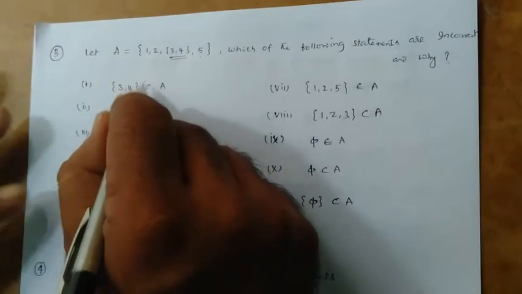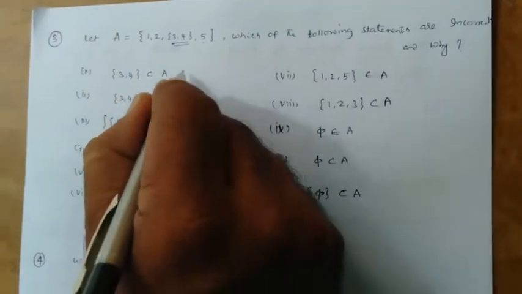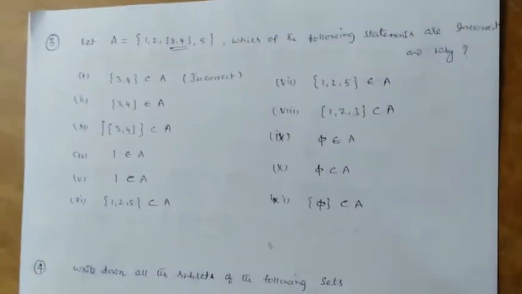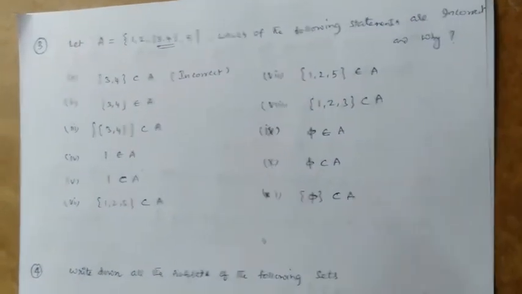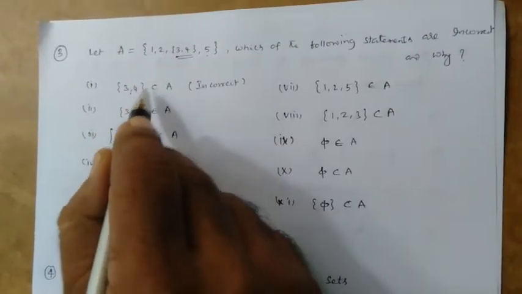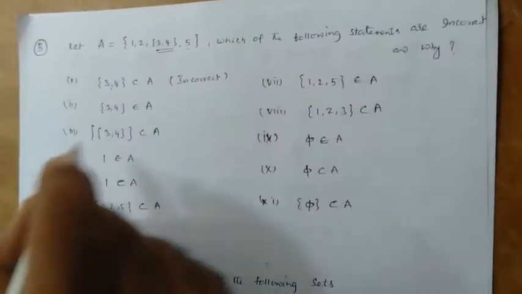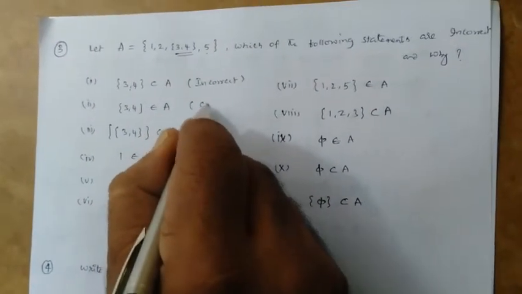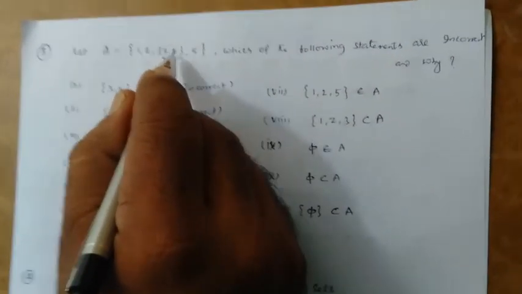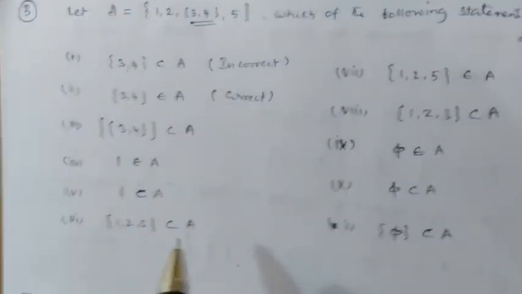If it is an element, then it should be belongs to. Here it is written as contained in, so it is an incorrect statement. The reason: {3, 4} is an element which belongs to the set A, not contained in A, not a subset of A. The second one is {3, 4} belongs to A. {3, 4} is an element of the set A, so definitely it belongs to the set A. It is a correct statement.